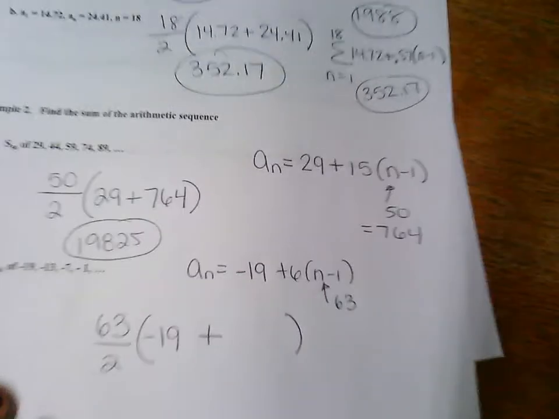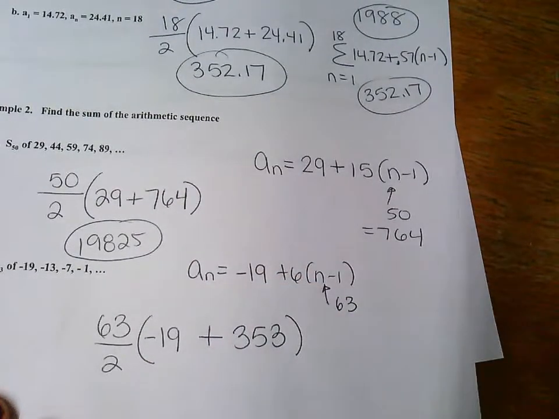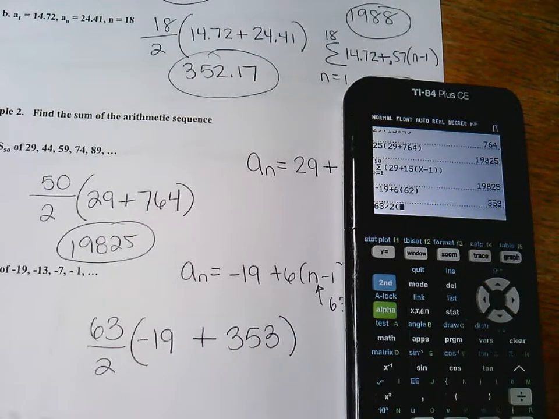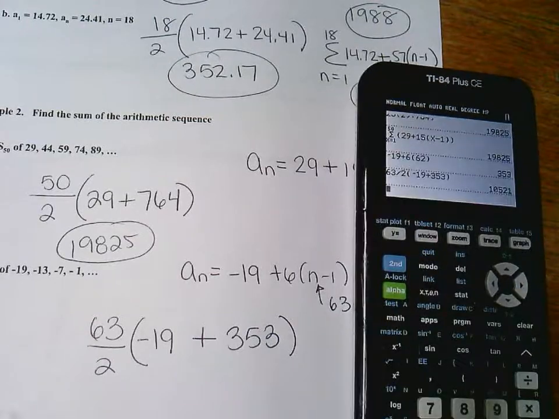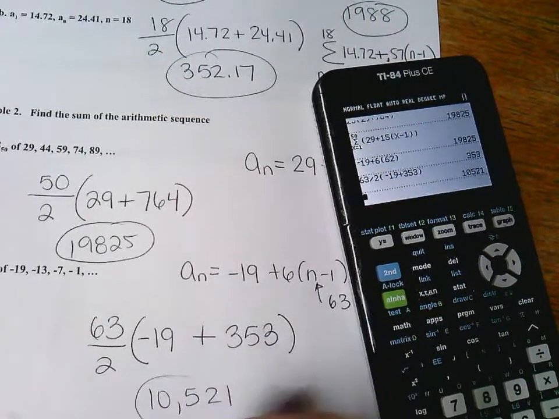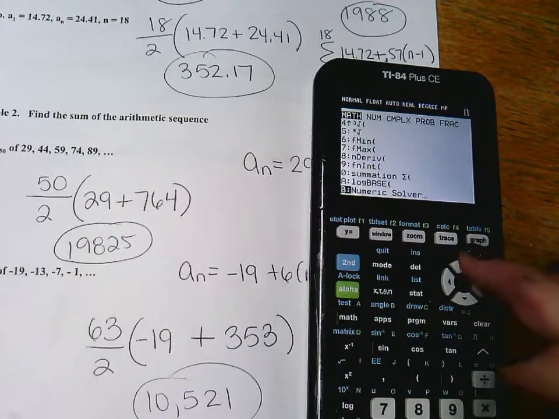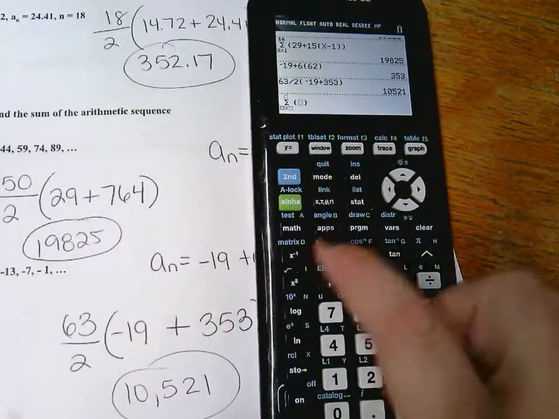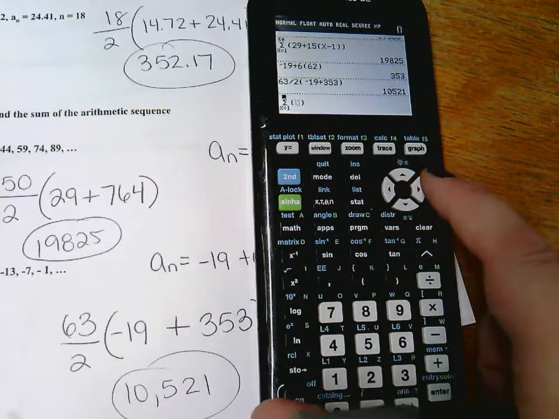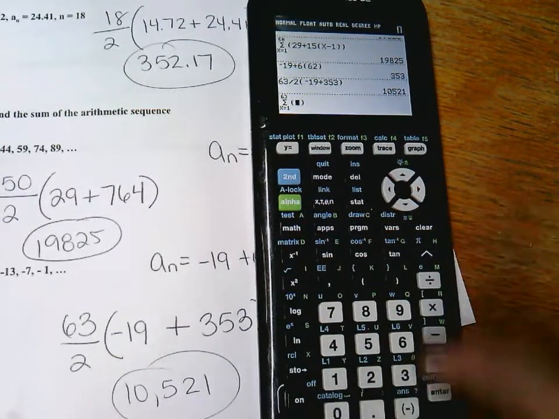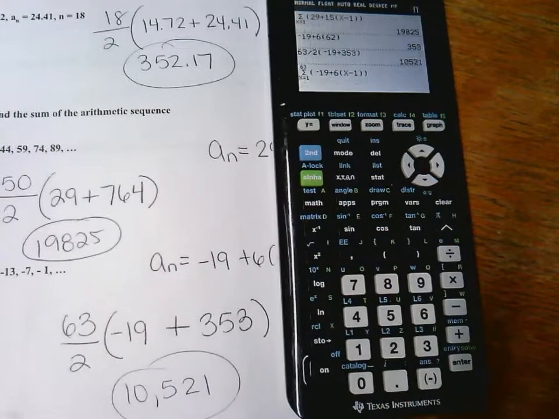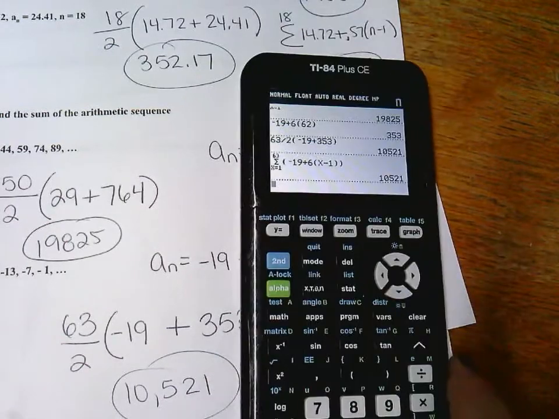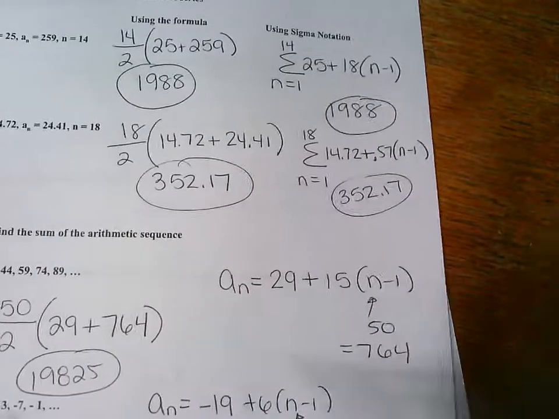353. So 63 divided by 2 times negative 19 plus 353 is 10,521. And if I want to double check using summation notation, n goes from 1 to 63 of negative 19 plus 6 times n minus 1, it came out the same, 10,521. All right, so if they give you some information, you can do a summation, right?